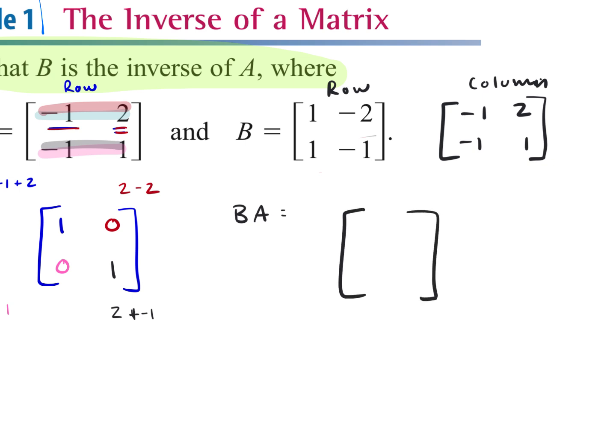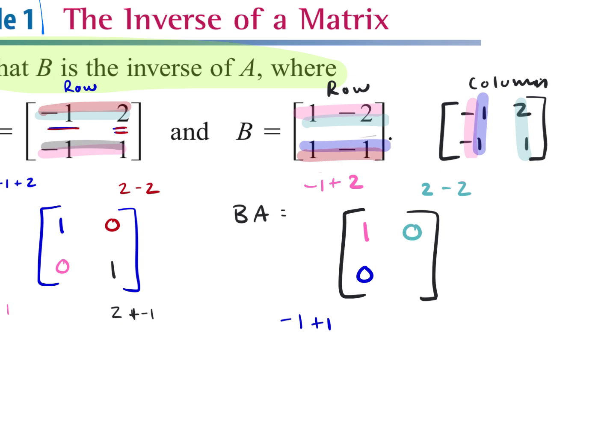So starting with the first row, first column, we have 1 times -1, which would be -1, plus -2 times -1 would be 2, and -1 plus 2 is 1. Then the first row, second column, 1 times 2 would be 2. -2 times 1 would be -2. So 2 minus 2 is 0. Then the second row, first column, 1 times -1 is -1. -1 times -1 would be +1. -1 plus 1 is 0.